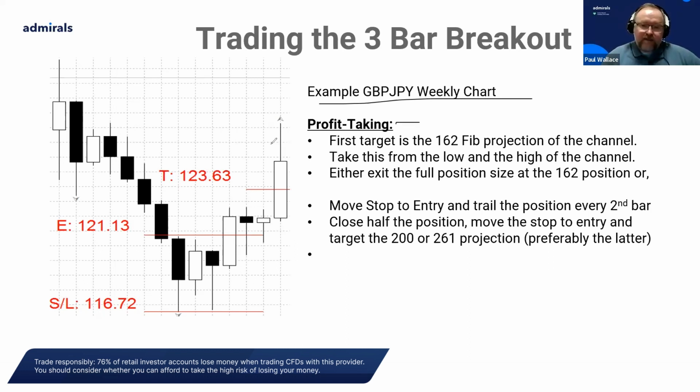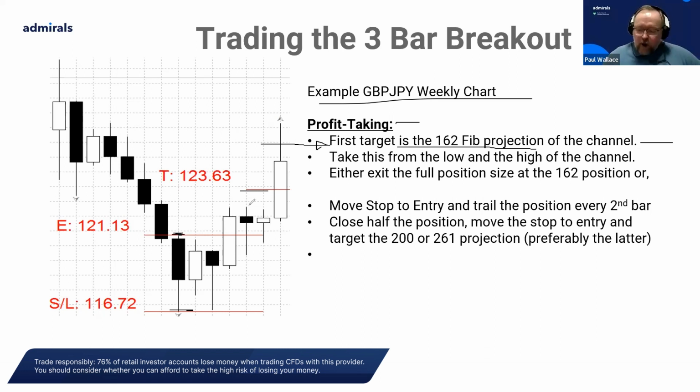Our first target, okay? First target is the 162 Fibonacci expansion projection of the channel. And if you're not really sure what it is, I'll show you that when we switch across to live charts. But that was basically our target. And you'll take this from the high and the low of the particular channel of the 3 bars that you're utilizing your movement out of. And that's what we're looking to achieve.